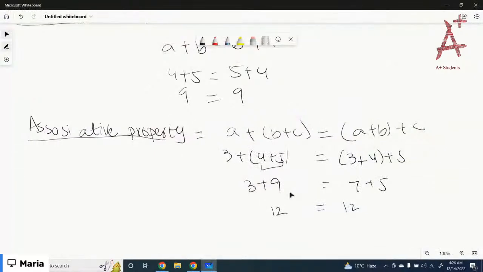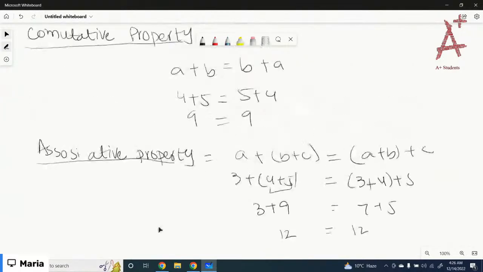So the associative property involves three numbers: a plus b plus c. That means if you add 4 plus 5 first or 3 plus 4 first, both sides have the same answer, that is 12. In the case of addition, order doesn't matter, whether you add 4 plus 5 first or 3 plus 4 first. If the numbers are the same on both sides, your answer must be the same. Got it? Okay, then the third one is the distributive property.